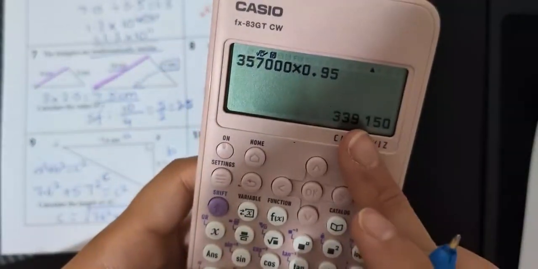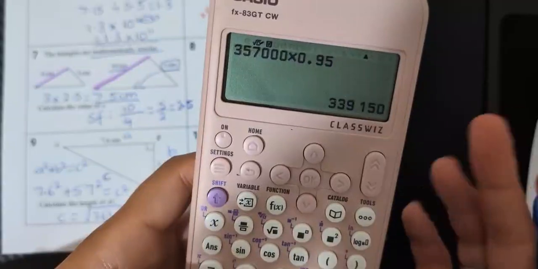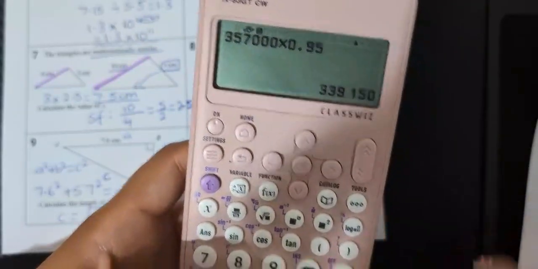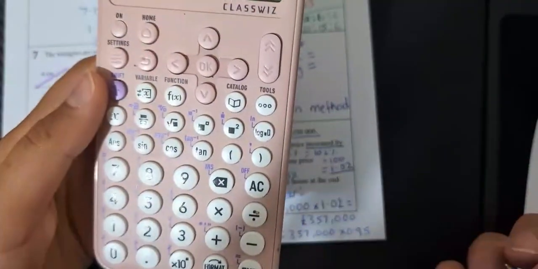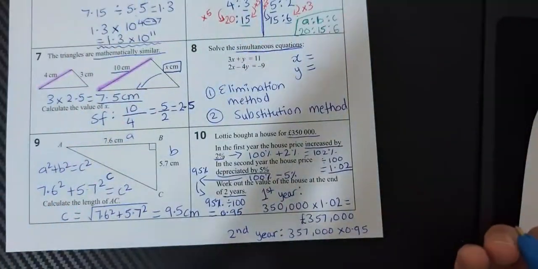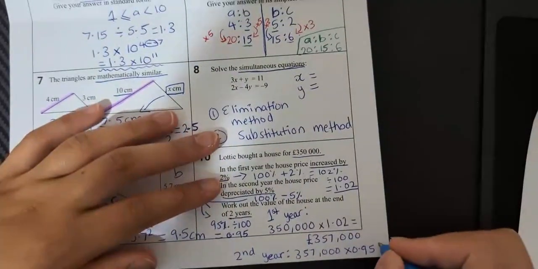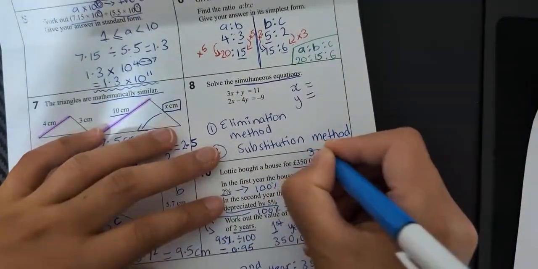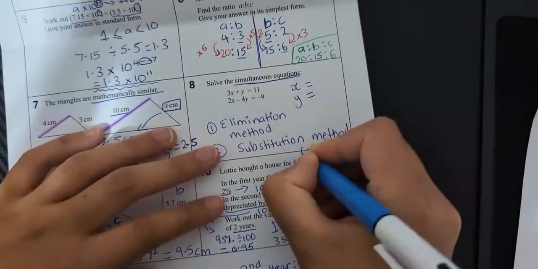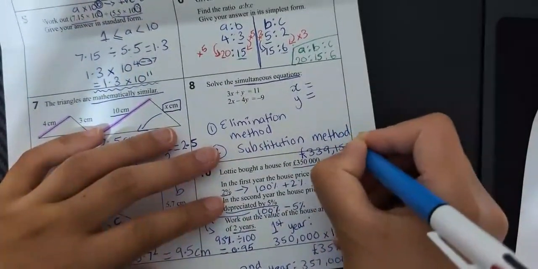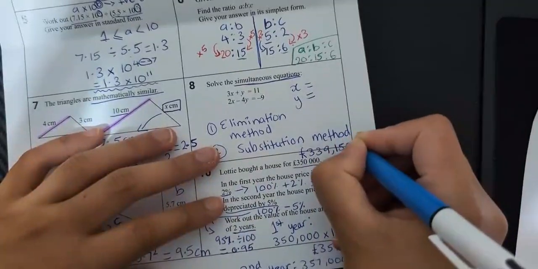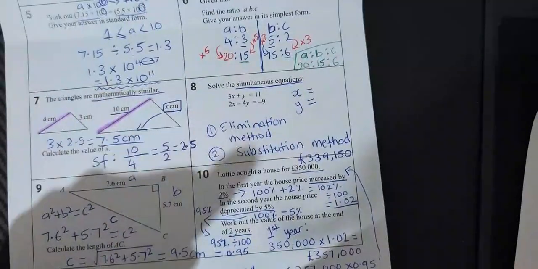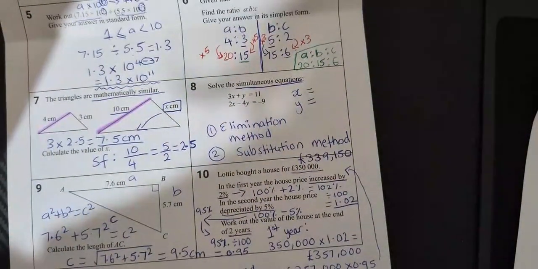Okay, so as we can see, it's a lower value, which makes sense because we are meant to be depreciating the price, so it should be getting lower. So it's £339,150, and I will write that at the top here. £339,150.